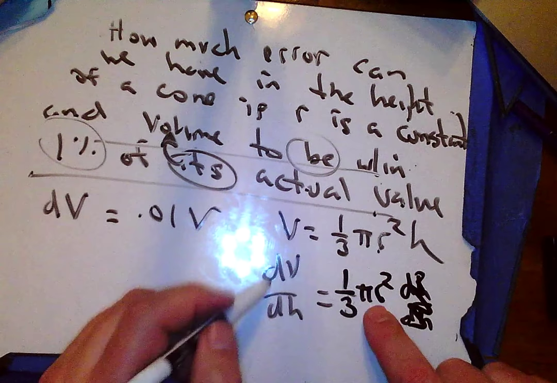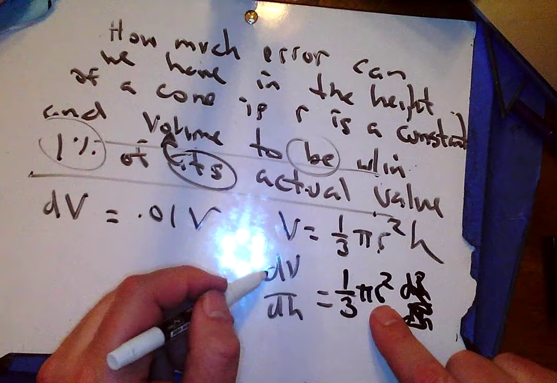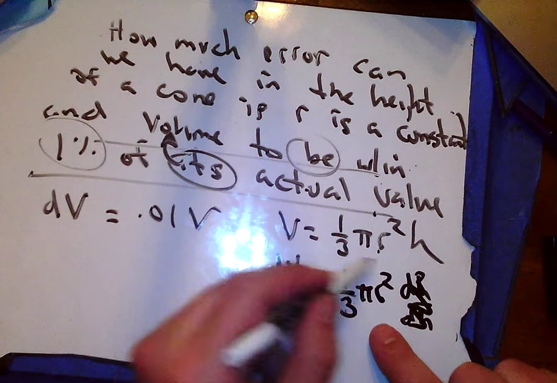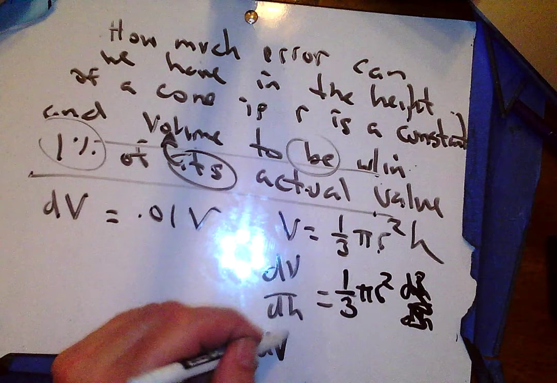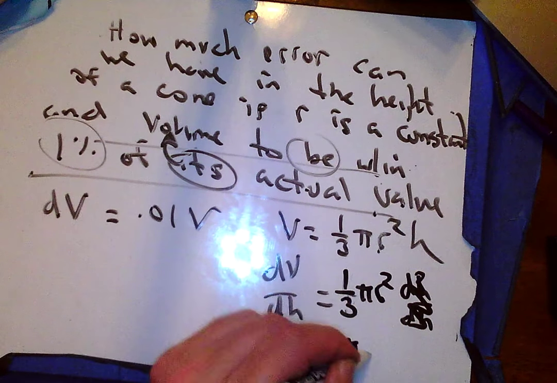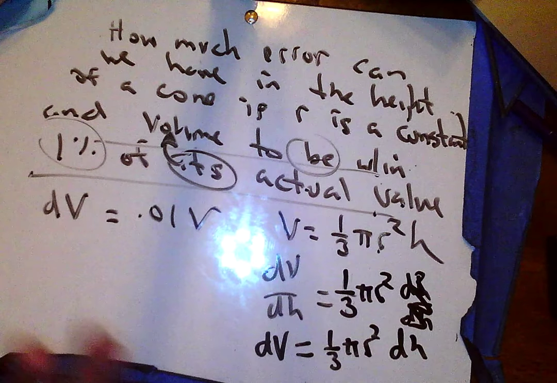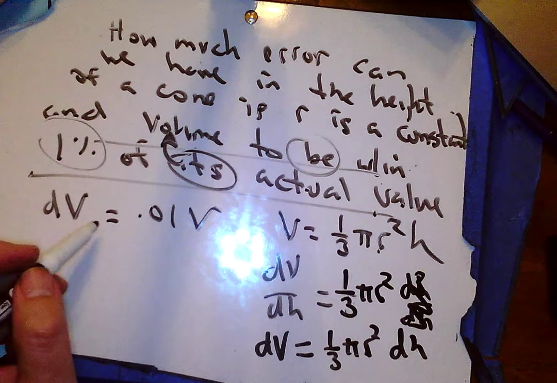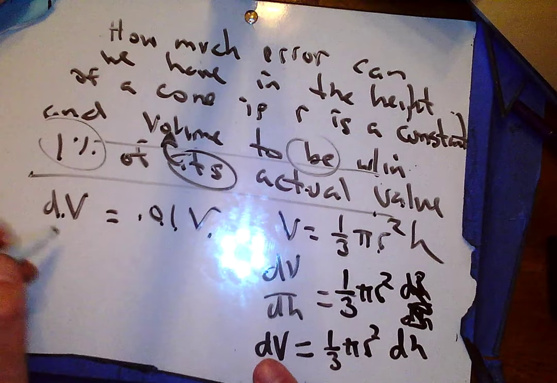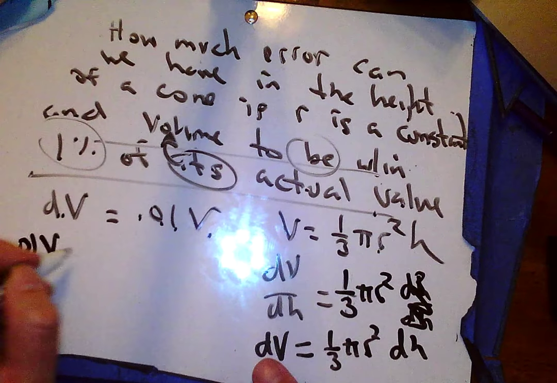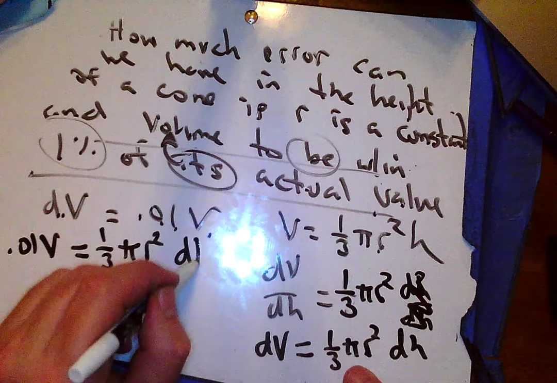So my change in volume, my derivative here, is a number. That's a constant. So we can say that dV equals 1/3 pi r squared dh. No h's here. Don't worry about it. Now, what are we saying? We're saying that dV is within 1% of the actual volume. So we know 0.01 V should equal 1/3 pi r squared dh.